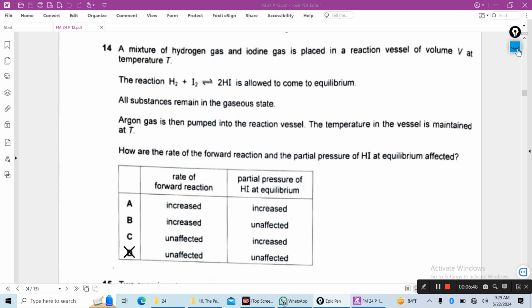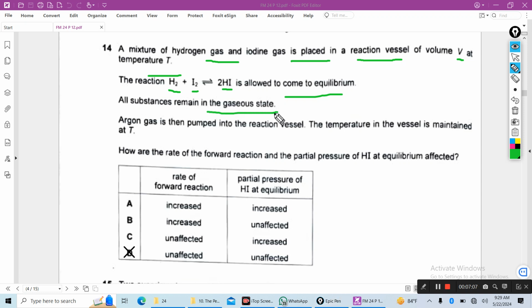Number 14. A mixture of hydrogen gas and iodine gas is placed in a reaction vessel of volume B at temperature T. The reaction is hydrogen plus iodine giving hydrogen iodide, and it is allowed to come to equilibrium. All substances remain in the gas state. Argon gas is then pumped into the reaction vessel. The temperature in the vessel is maintained at T. How are the rate of the forward reaction and the partial pressure of hydrogen iodide at equilibrium affected?